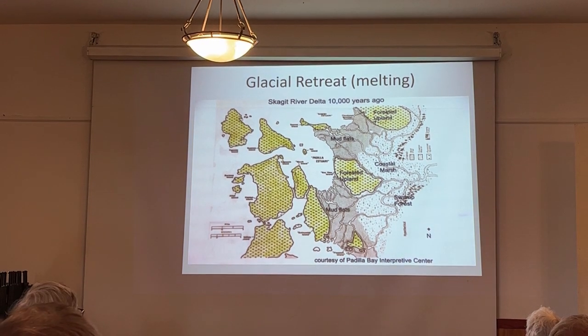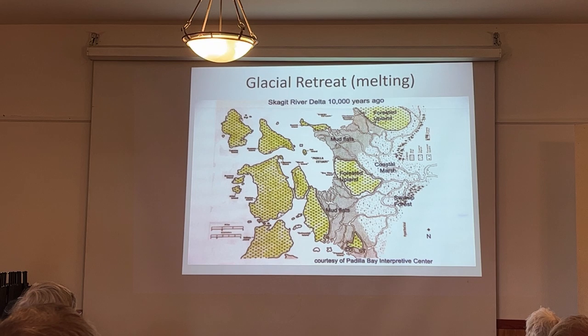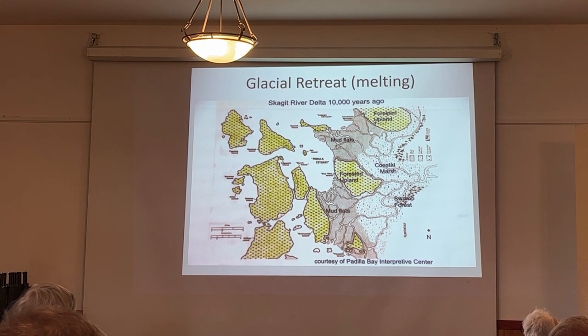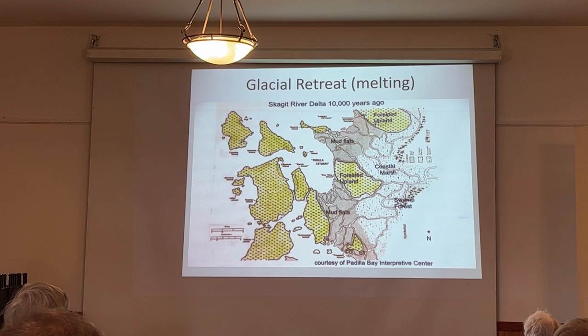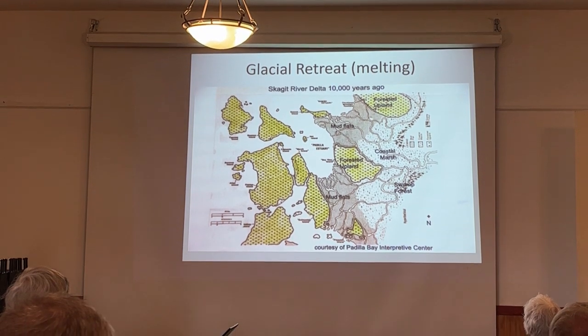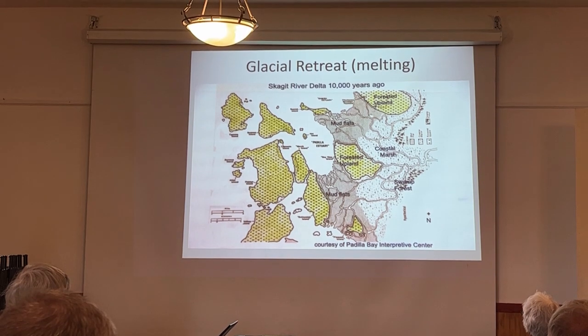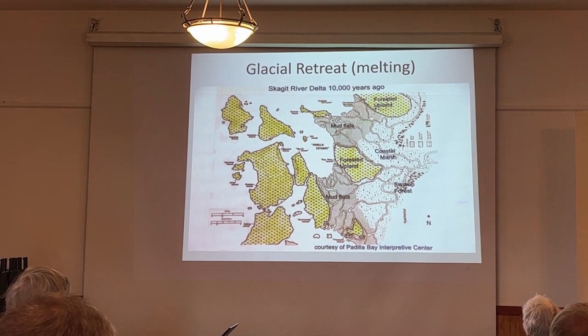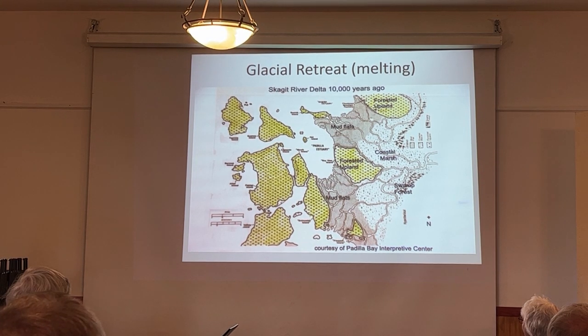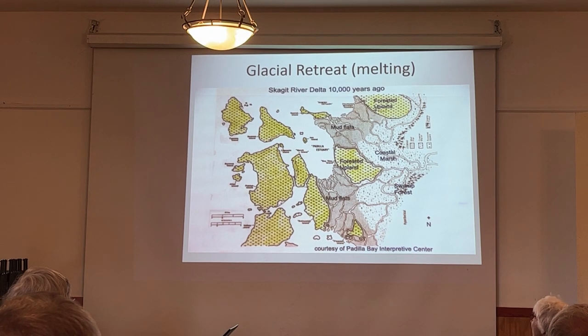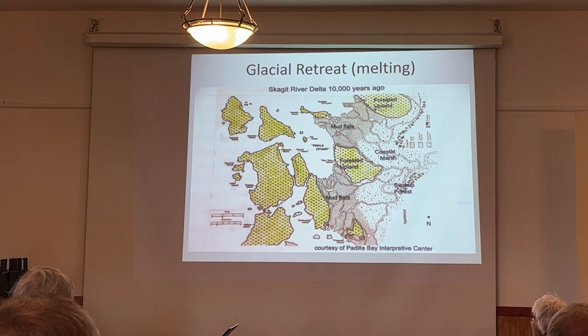Okay, glaciers melted several times. The last one was about 12,000 years ago, and when glaciers form, they take up water from the ocean. When they melt, that water goes back in the ocean. So what we have here is what this area looked like about 10,000 years ago. And it's all marshy. That's partly because there's more water in the ocean, but it's also partly because when the glacier is sitting on top of the crust, it actually depresses the crust.